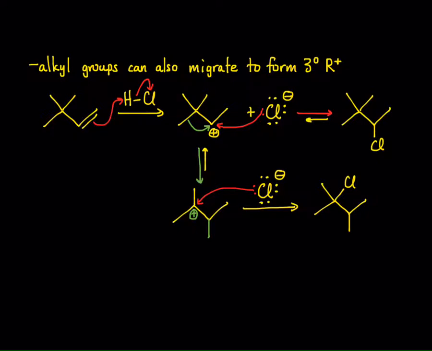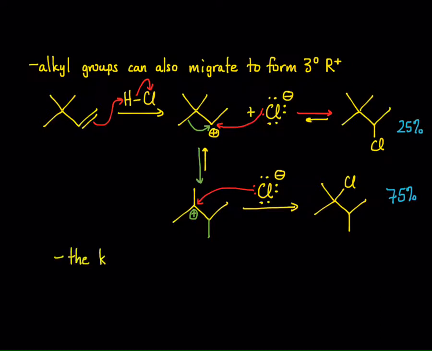How much product do I get? Well, if I look at the distribution between these two products, I see that I only get 25% of what I would expect to see. I get 75% of the rearranged product. So what do we need to do?